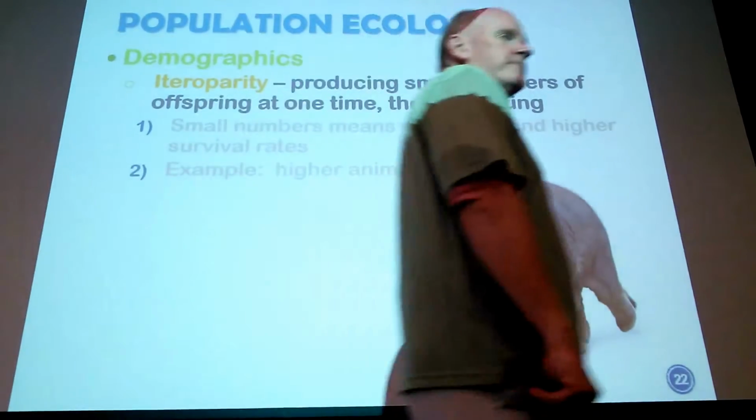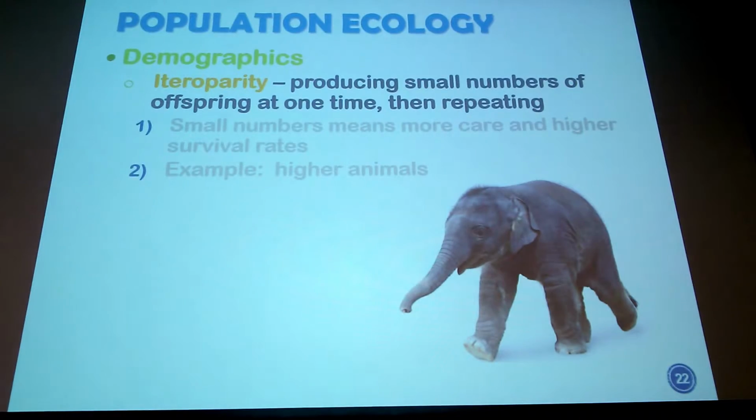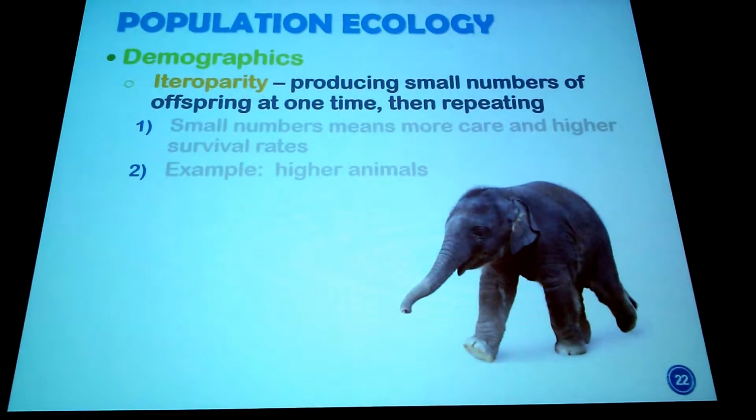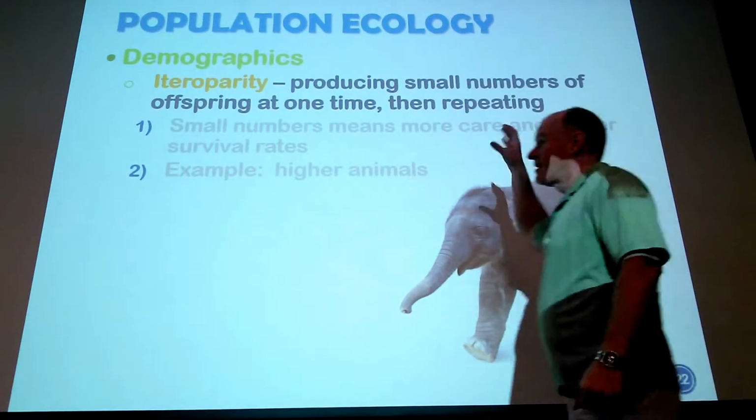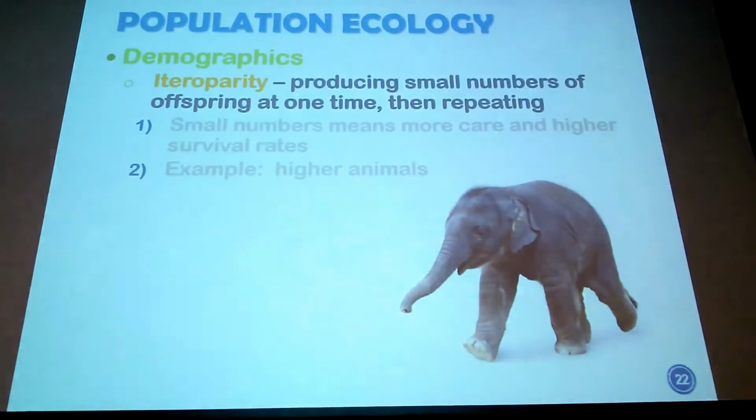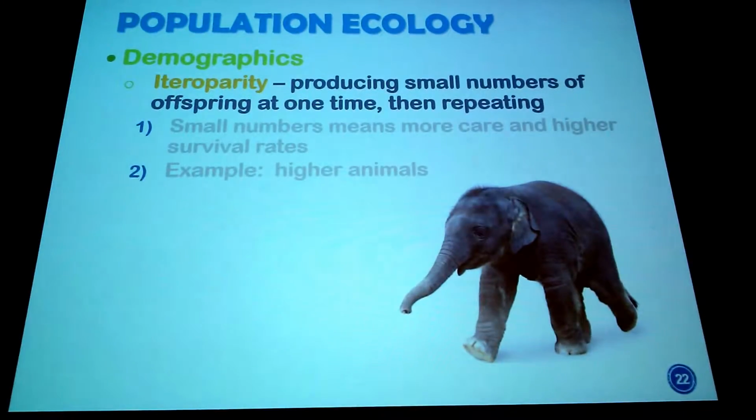Seriously. Heteroparity, the opposite of semelparity: producing small numbers of offspring at one time, then repeating. Small numbers means more care and higher survival rates. You find this in higher animals. Again, going back to the example of the elephant, probably the highest one in this category, where you only have one offspring at a time. You never get twins in elephants.